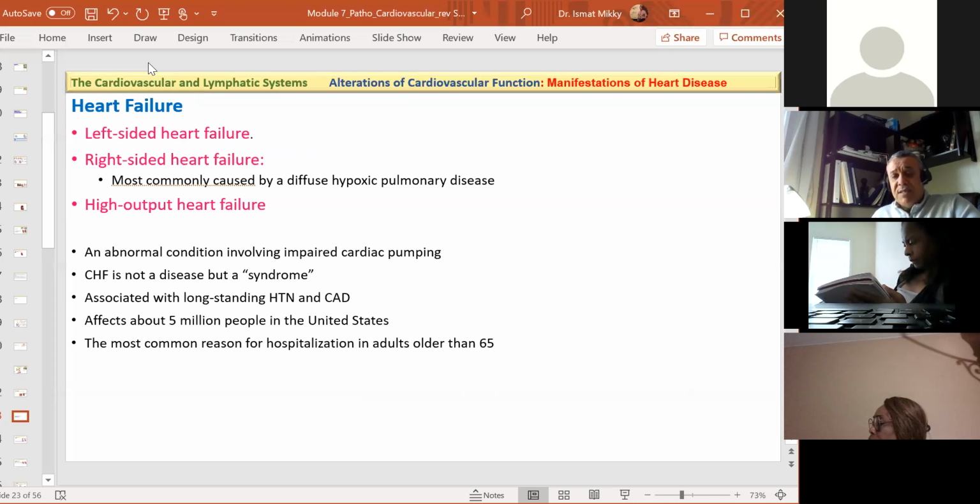So left side versus right side. There are different classifications of heart failure. One of them is left-sided heart failure, like left side, right side, high output. And I just explained what is the high output heart failure.